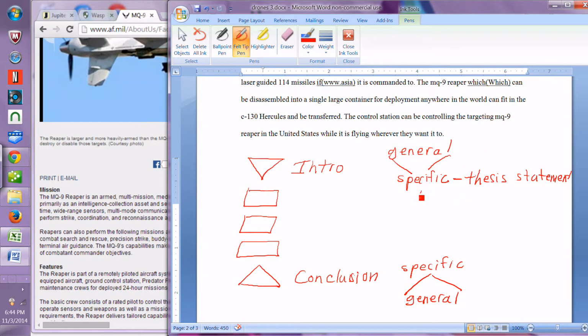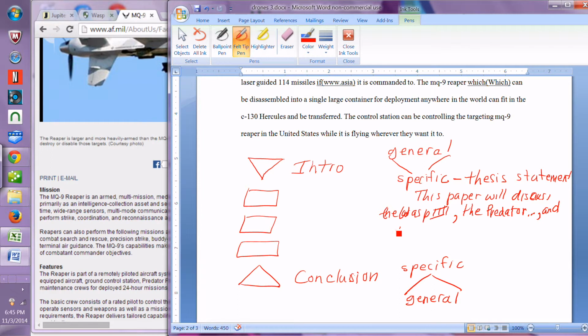And to make it simplistic, you could say this paper will discuss, and your 3 topics are the WASP 3, comma, the Predator, and the MQ9 Reaper. And that is what a thesis sentence is.